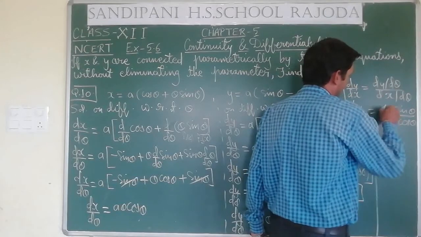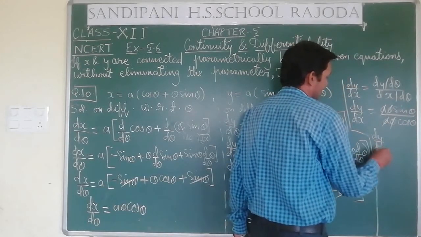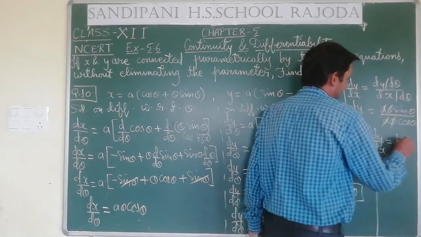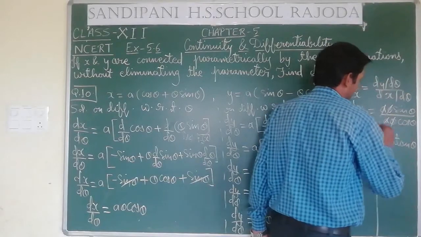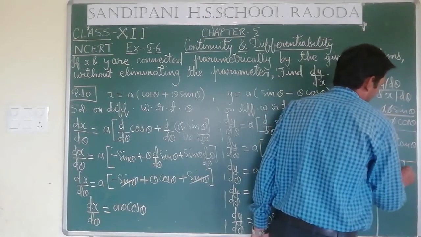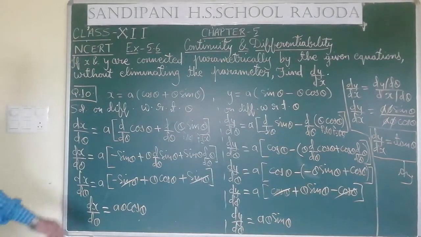Now a will be cancelled, theta will be cancelled. dy by dx is equal to tan theta. So this is the answer which is our requirement. We have to find dy by dx only. So this question number 10 is now over.